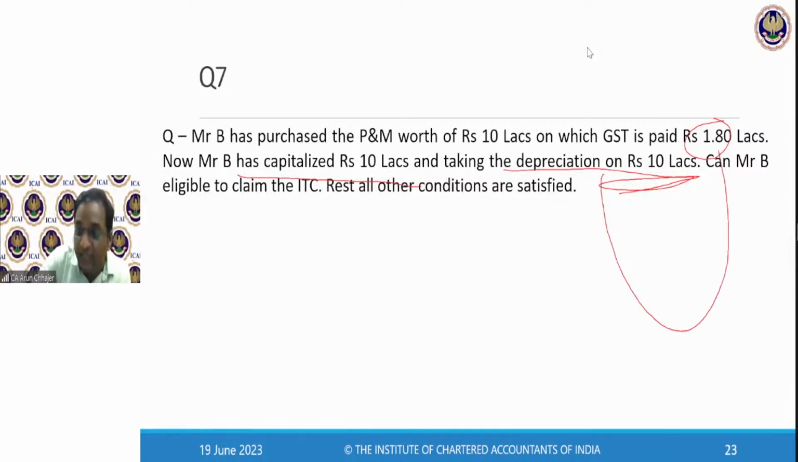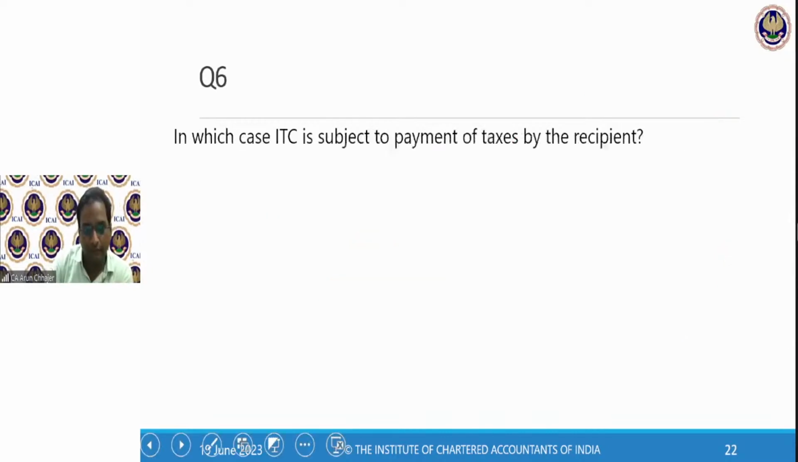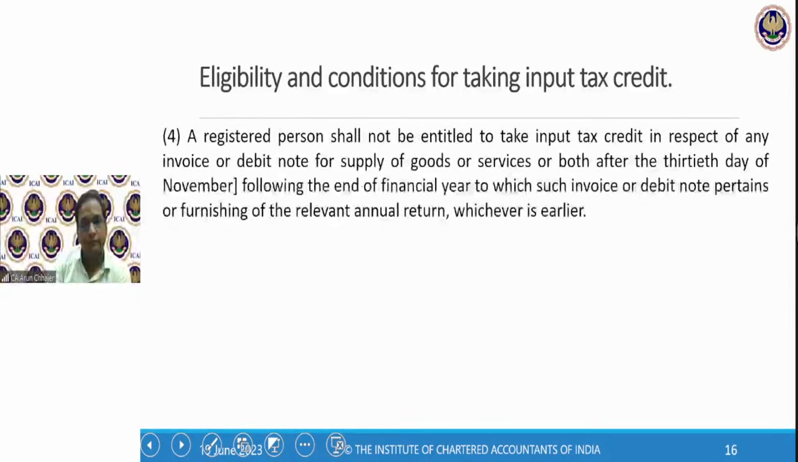Because in this case, they have not claimed the depreciation on the GST, hence allowed to take the ITC. Is it clear to all? I hope it is clear to all. Please confirm once again, so that I can move to the next and the last part, and after that I will ask certain questions.